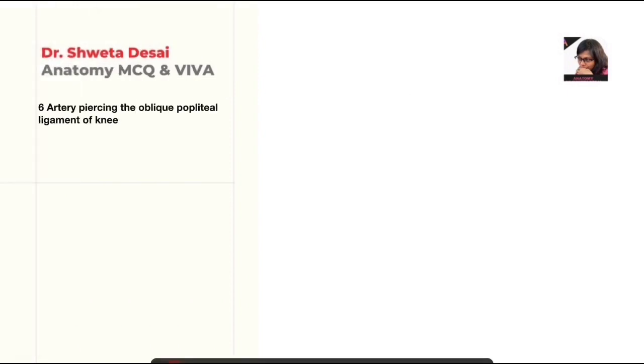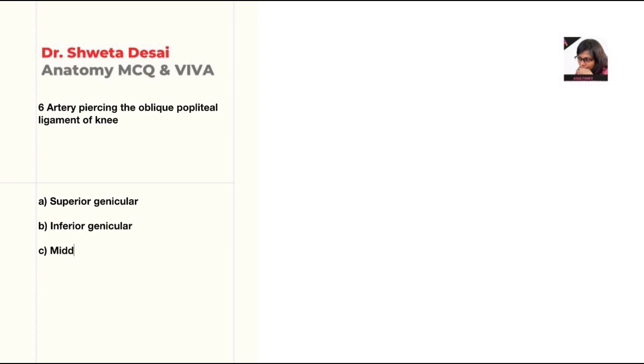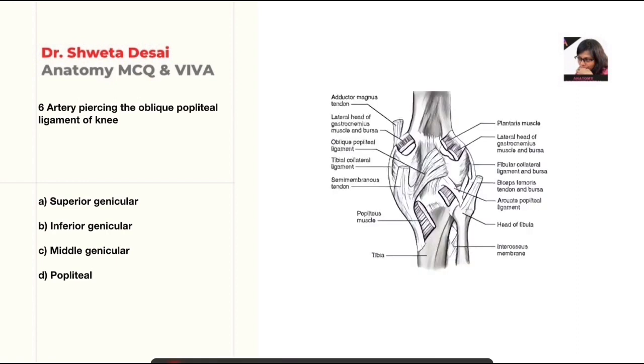Next question, artery piercing the oblique popliteal ligament of knee. Options are A, superior genicular, B, inferior genicular, C, middle genicular, and D, popliteal artery. So here this is the oblique popliteal ligament, which is actually the insertion of the semimembranosus tendon, and it is pierced by the middle genicular vessels and nerves. So here the correct answer is C.